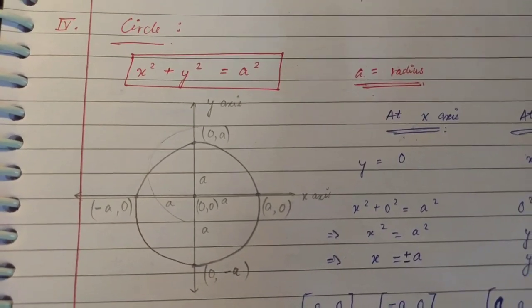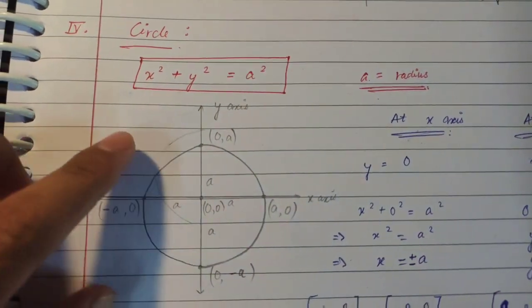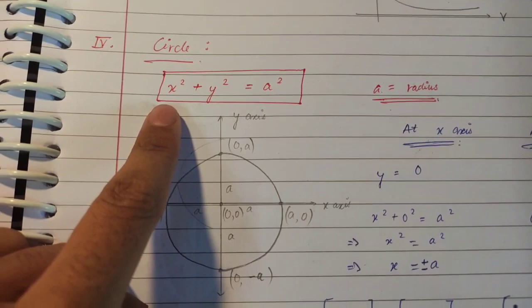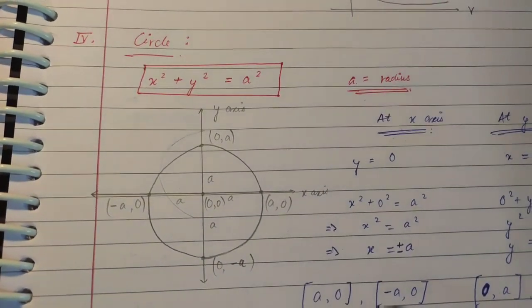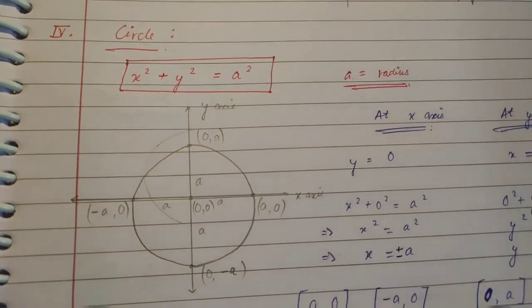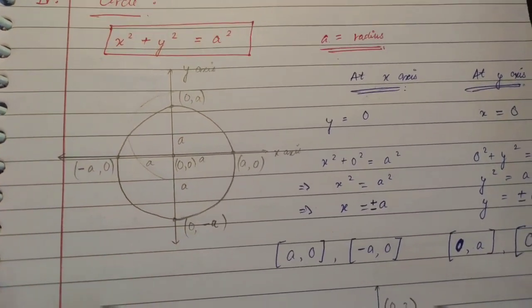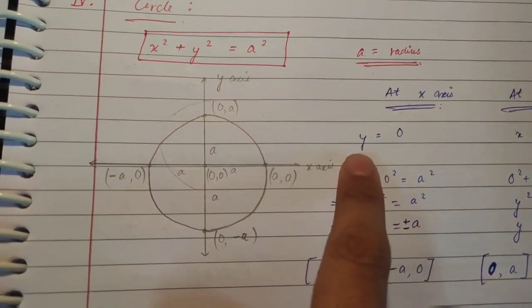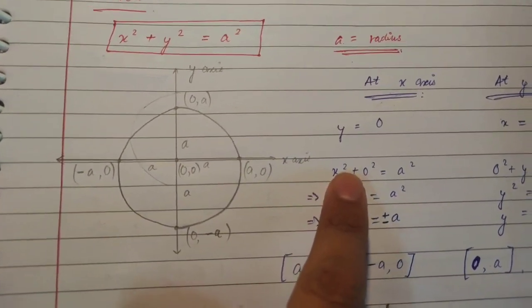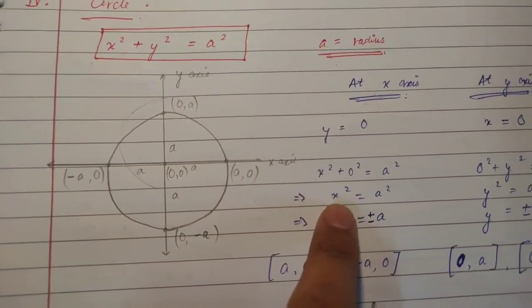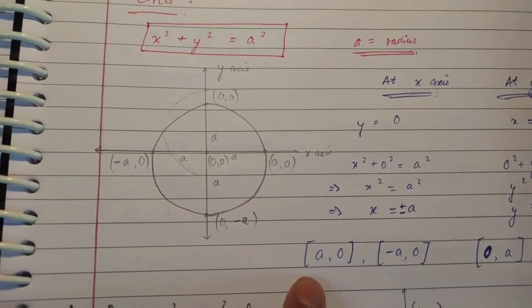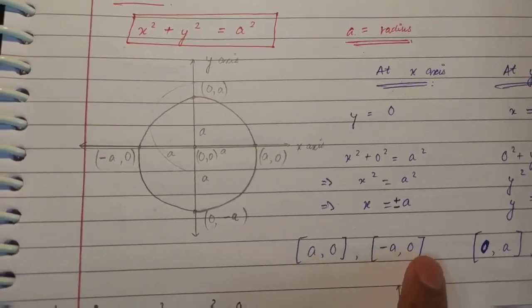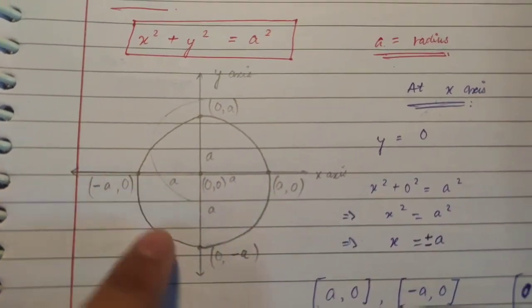The next type of graph is the circle, and its general equation is x² + y² = a². Here a is the radius of the circle. At the x-axis y will be 0, so x² + 0² = a², so x² = a², so x is equal to ±a. So the coordinates will be (a, 0) and (−a, 0), as I have plotted here.